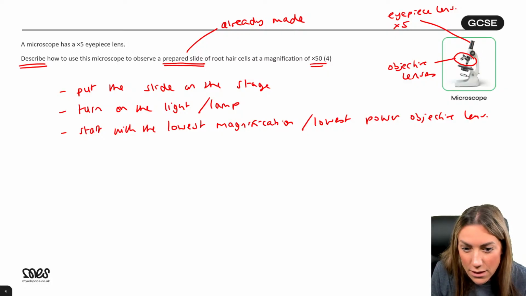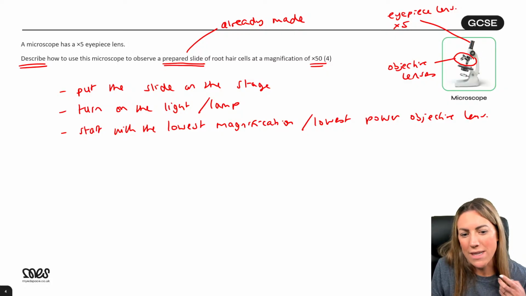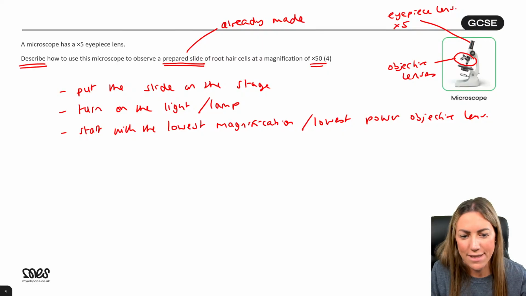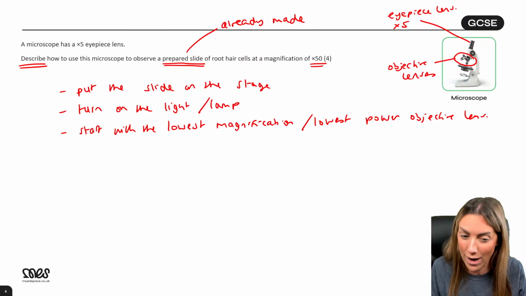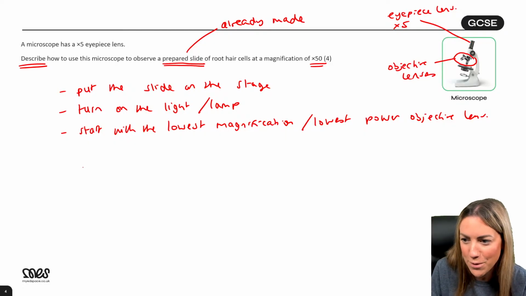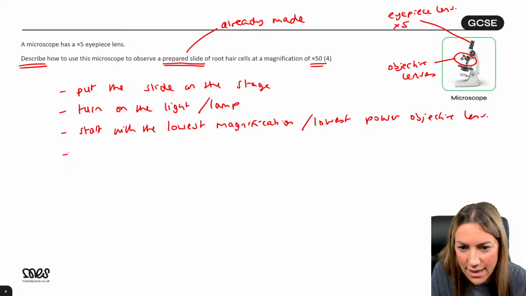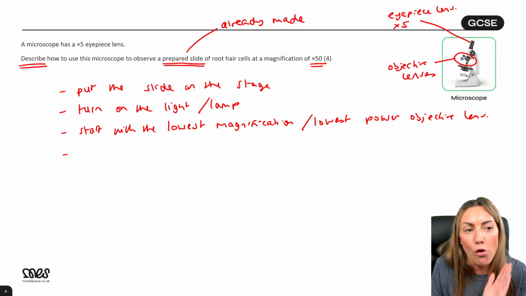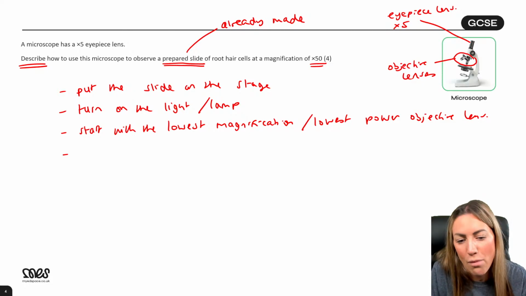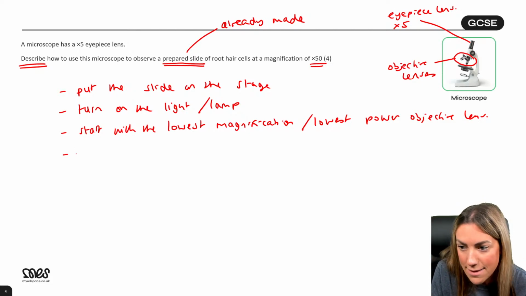Okay. Can't say lowest resolution though, Isabel, because microscopes have a set resolution. Like this microscope will just have a set resolution, and it's probably going to be quite low because it's a light microscope. But you can change the magnification by changing the objective lens. Freddie, we've already prepared the slide, just so you know. You don't have to talk about putting a cover slip on the slide because it's already been prepared.